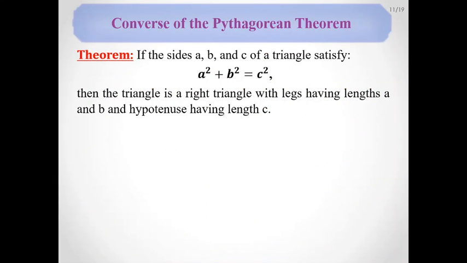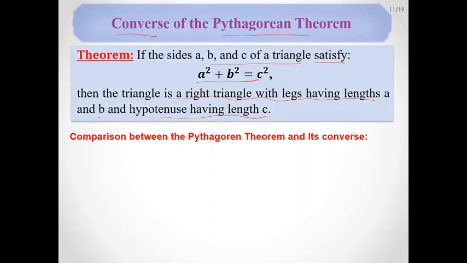Now, let's see the Pythagorean theorem, the converse of the Pythagorean theorem. The converse of the Pythagorean theorem says if the sides A, B, C of a triangle satisfy this equality, then the triangle is a right triangle with legs having lengths A, B, and the hypotenuse having length C. So first, let me remind you what is Pythagorean theorem and what is its converse.